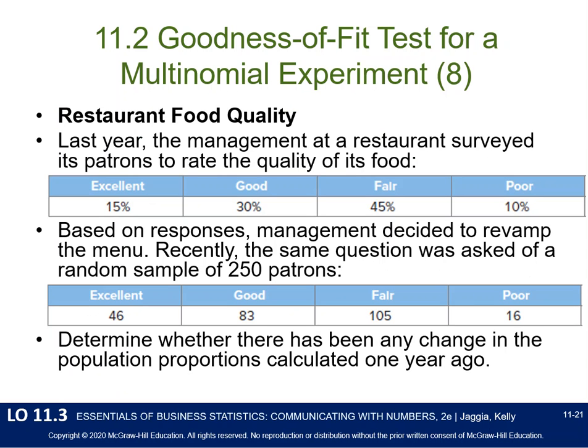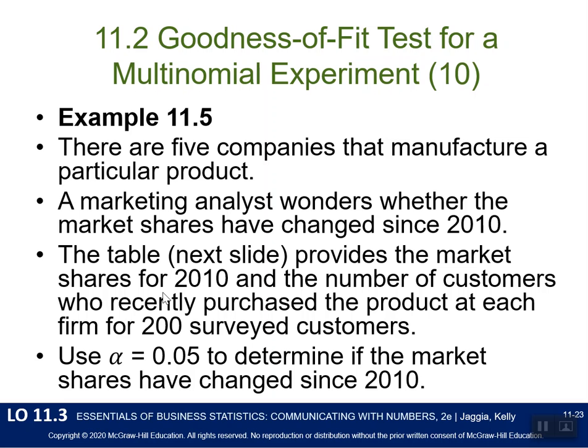So we're going to be looking at this example, sorry, I wanted to skip that other one, where we have 5 companies that manufacture a particular product. Maybe it's a cell phone. We're not really even told what it is. Maybe it's a small SUV or a small crossover SUV, but they all manufacture the same product. And we have their market shares in 2010, and then we're going to look and see if those market shares have changed recently, assuming a 5% significance level.